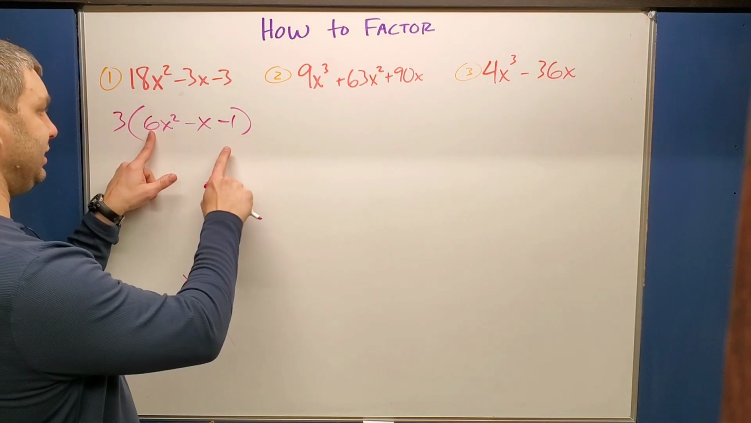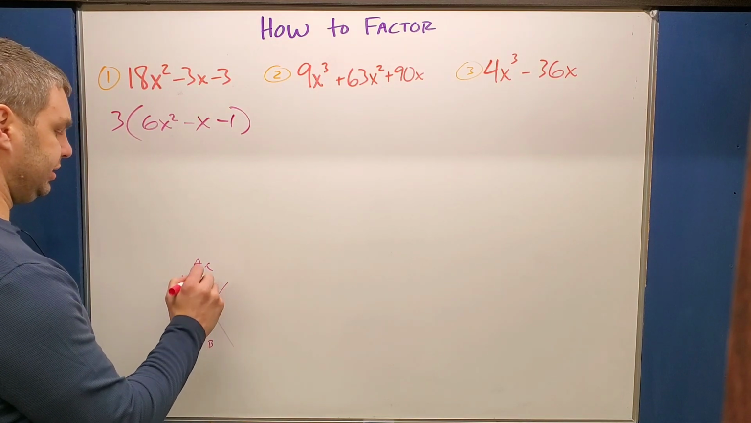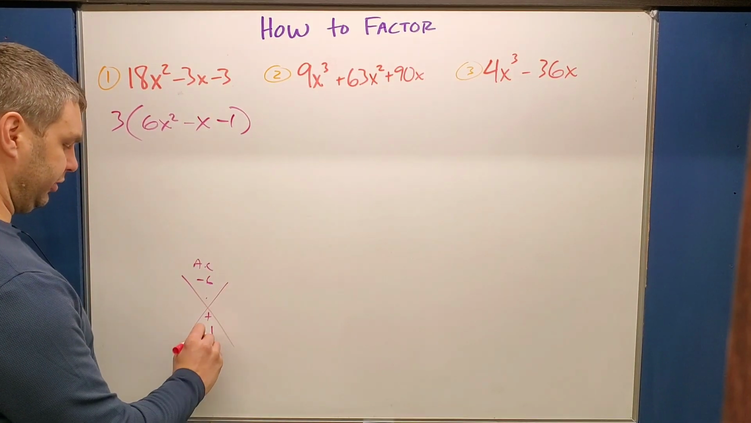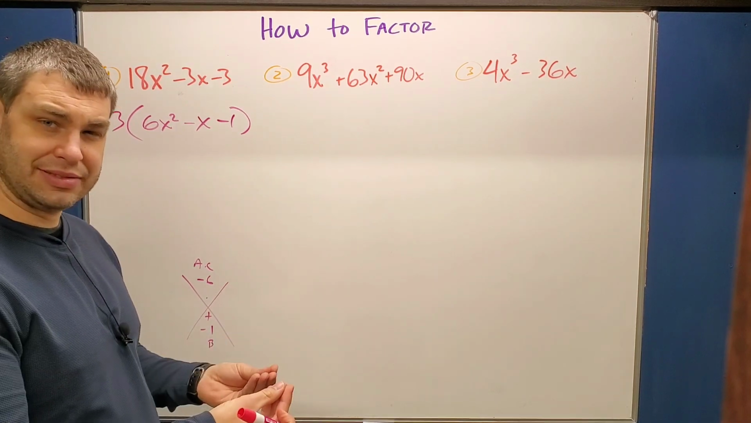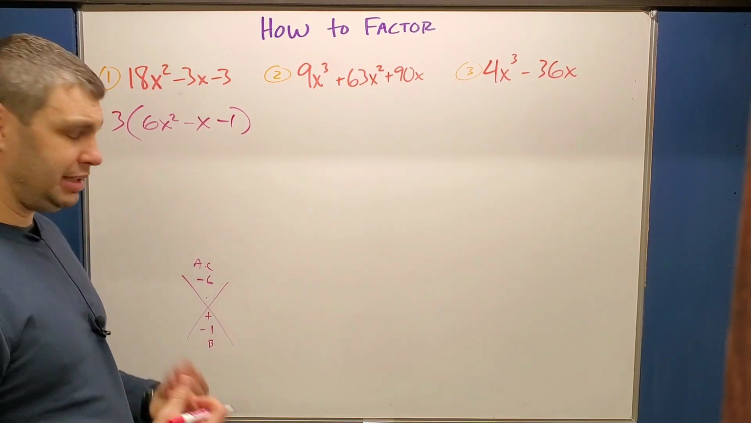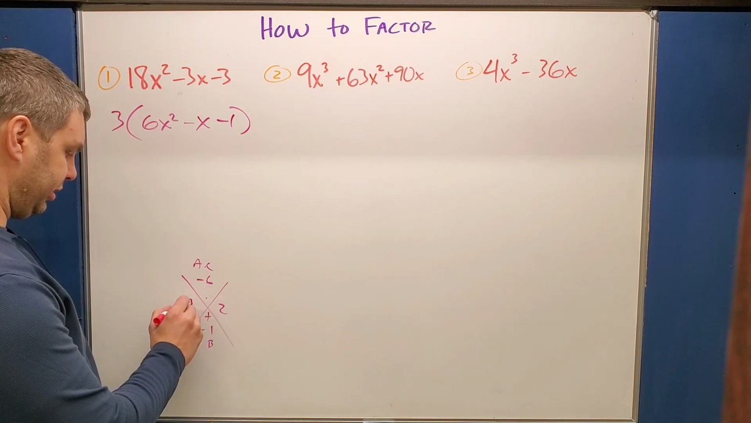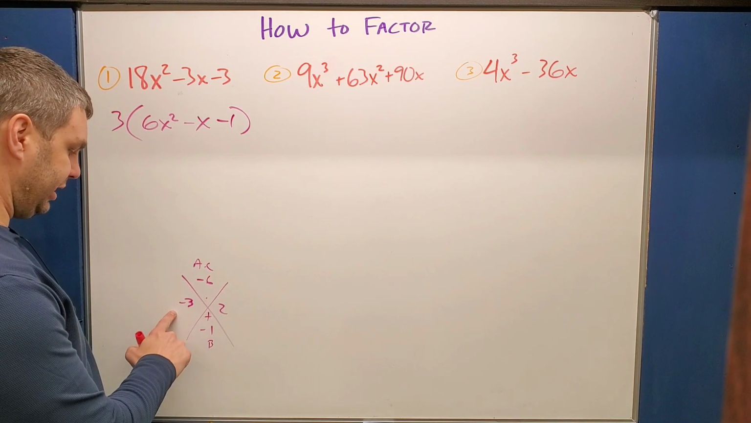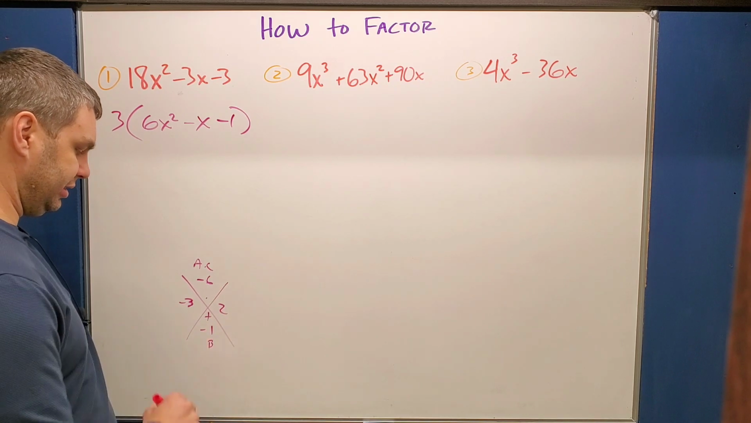So what do I mean by that? 6 times negative 1, a times c is going to be negative 6. And then negative 1, just the coefficient, we're not using any of the x's, goes on the bottom. What multiplies to be negative 6 and adds to be negative 1? I think 3 and 2, and specifically, it looks like I'm going to have the 3 be negative. So negative 3 times 2 is negative 6. Negative 3 plus 2 is negative 1.